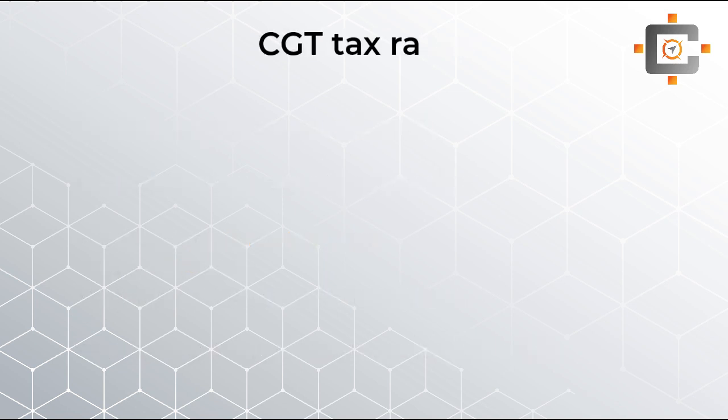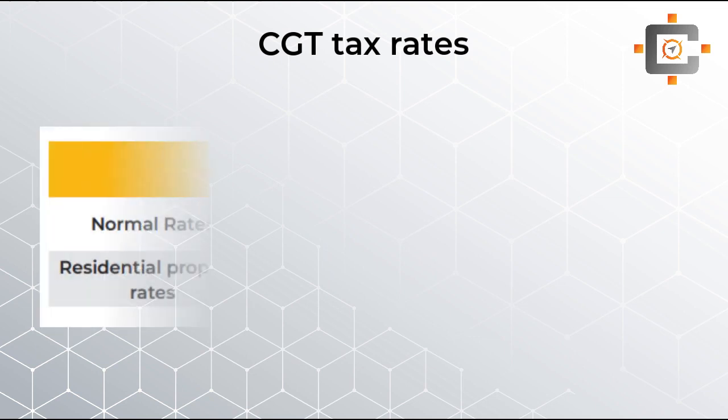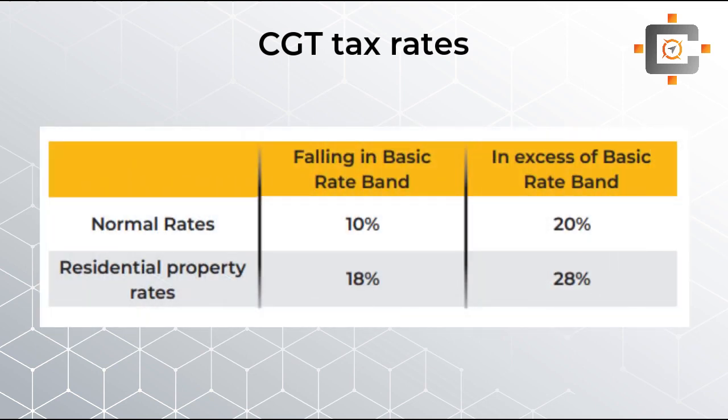Then after, students, we have the tax rates given over here. You can see on the screen. It will differ if the asset is a residential property or a normal kind of asset, students. And another thing which will impact our tax rate is how much unused basic rate band you have. According to that, the tax rates will be applied. Either it can be 10% or 20%, 18% or 28%, depending on the asset. So basically, students, we are done with these tax rates also.